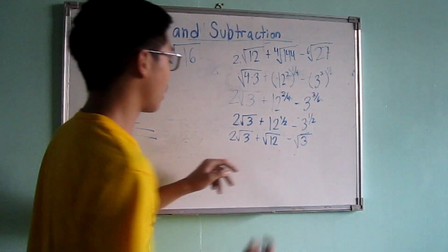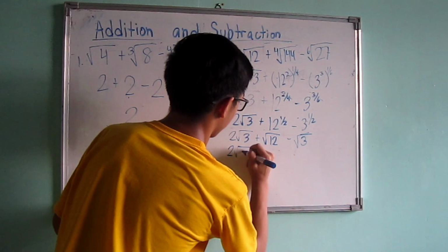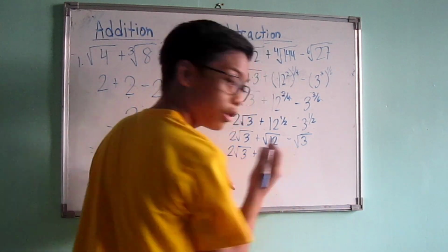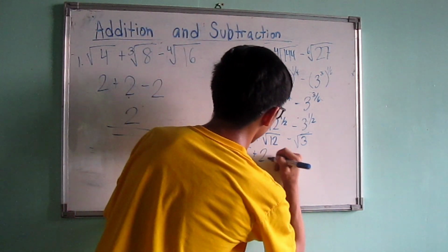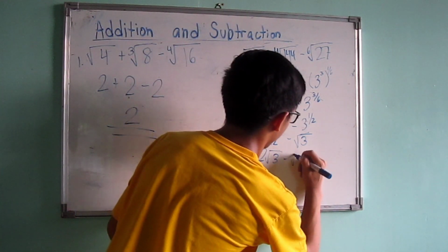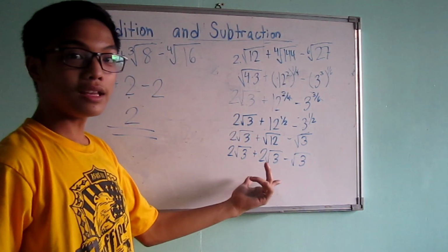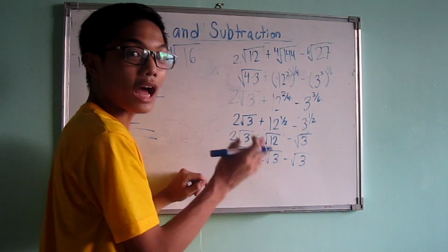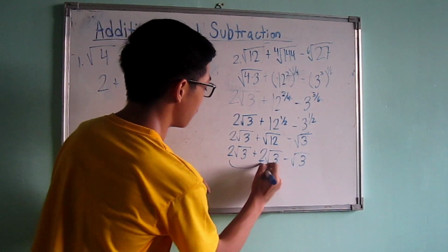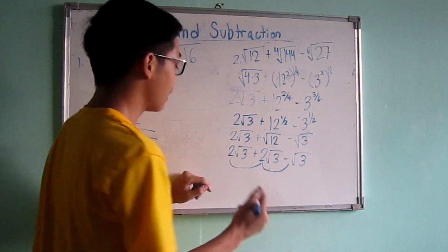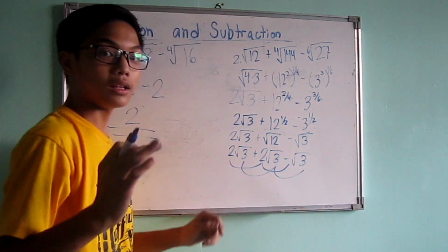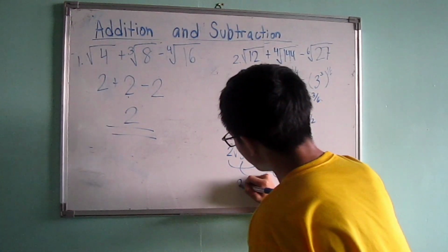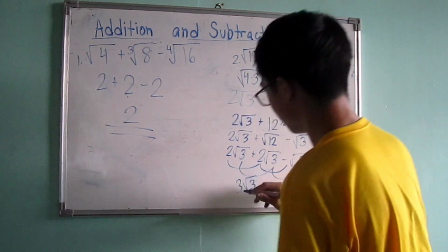Now, since 12 can be factored, factor it out. This is also 4 times 3. So 4 is a perfect square. So 2 square root of 3 minus square root of 3. Now, since they have all the same radicals, you can add them. So let's simply add this and 1 and just copy this. So it becomes 4 minus 1 is 3. Cube root of 3. This is the answer.